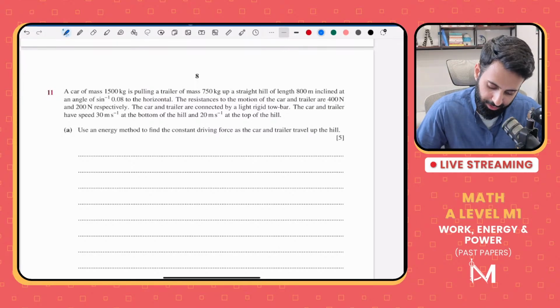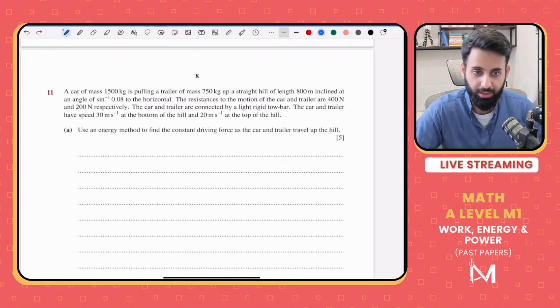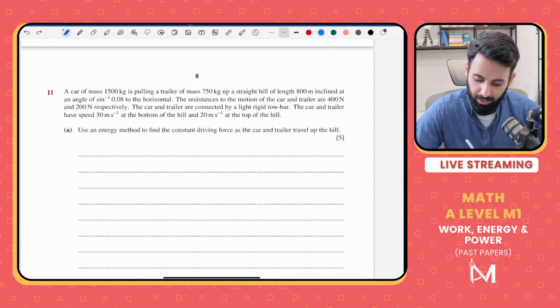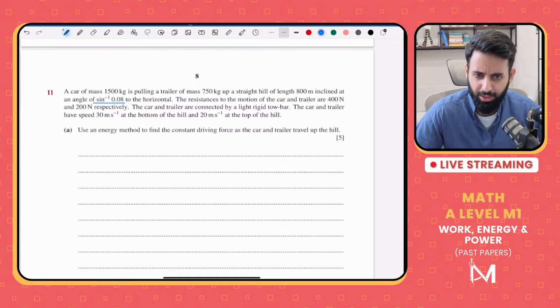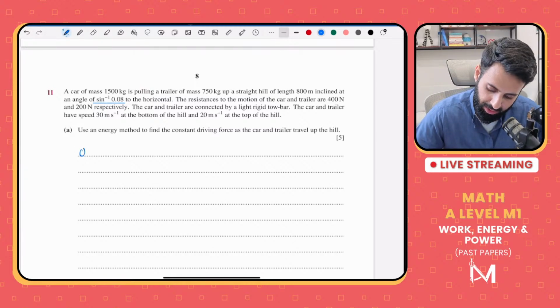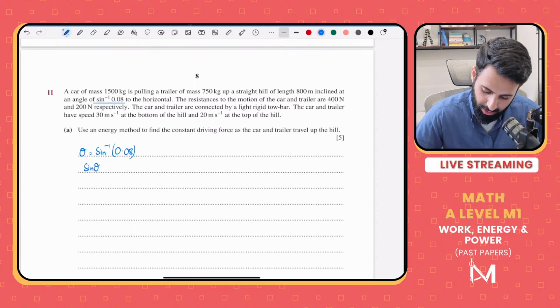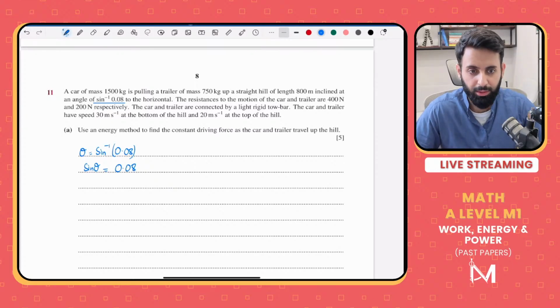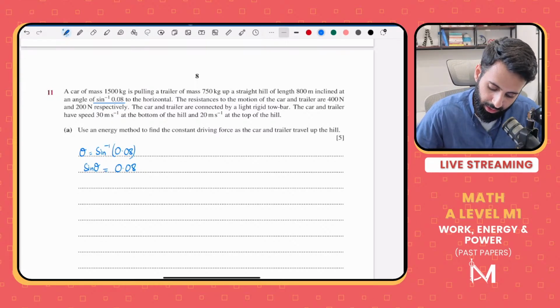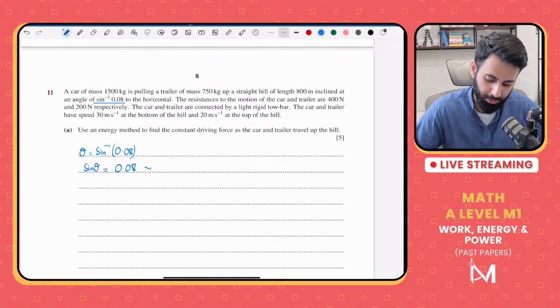A car of mass 1500 kg is pulling a trailer of mass 750 kg up a hill of length 800 meters, inclined at an angle of sine inverse of 0.08. So don't freak out when you see something like this. Just remember theta is equal to sine inverse of 0.08, which means sine theta, which is something that you're likely to use, is equal to 0.08. And make sure that you mention this, because in the examiner report, you'll find that they have asked to show this working.